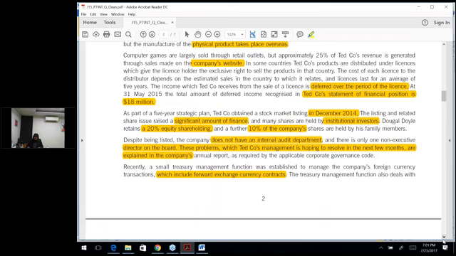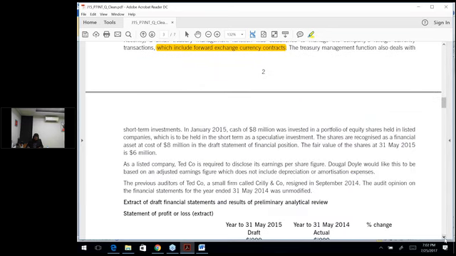Now, if I move further, it says the treasury management also deals with short-term investments. In January 2015, cash of 8 million was invested in a portfolio of equity shares held in listed companies, to be held in the short term as a speculative investment. The shares are recognized as a financial asset at a cost of 8 million, and the fair value of the shares at 31st May 2015 is 6 million.